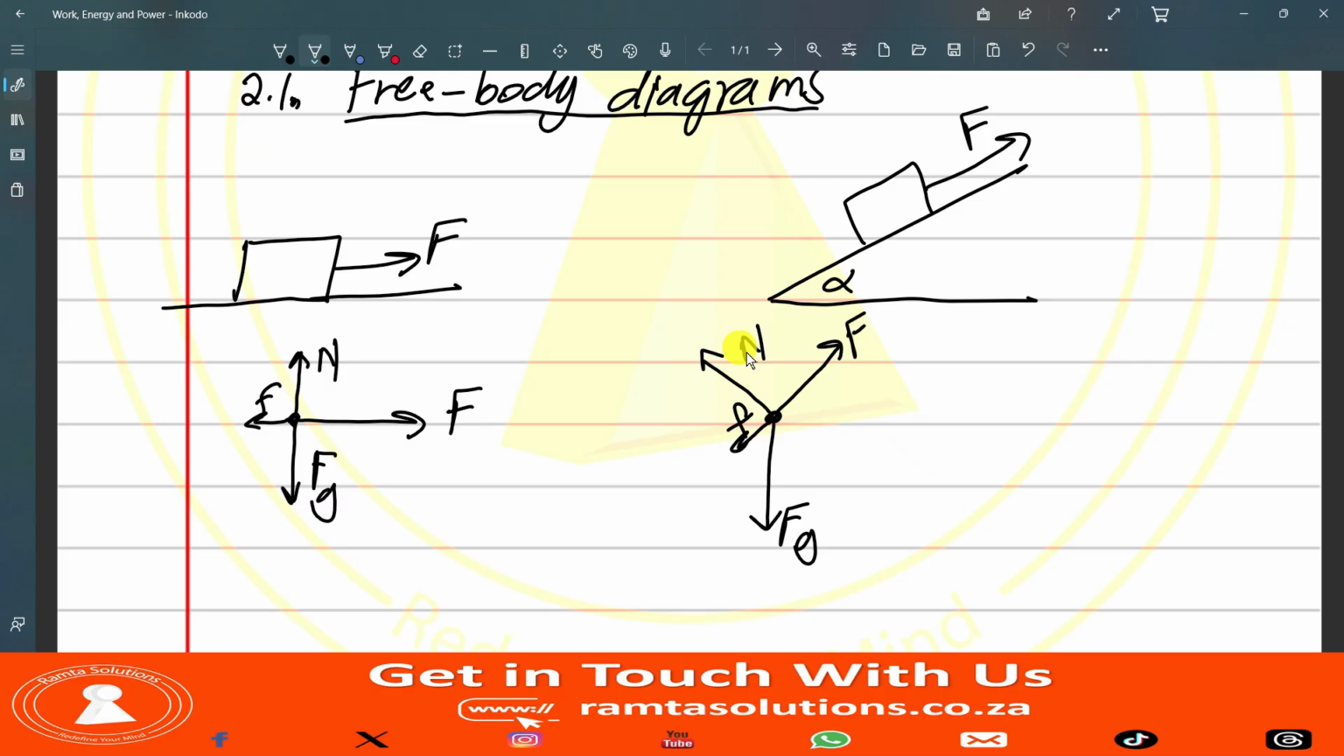If you do not like it in this way, you can resolve your gravitational force. Let's say this is your normal, and then this is your vertical component of gravity, F sub gy, and this will be your horizontal component of gravity, F sub gx. Of course, friction in this way, and then applied force in that way. This is the free body diagram that you're going to come across.